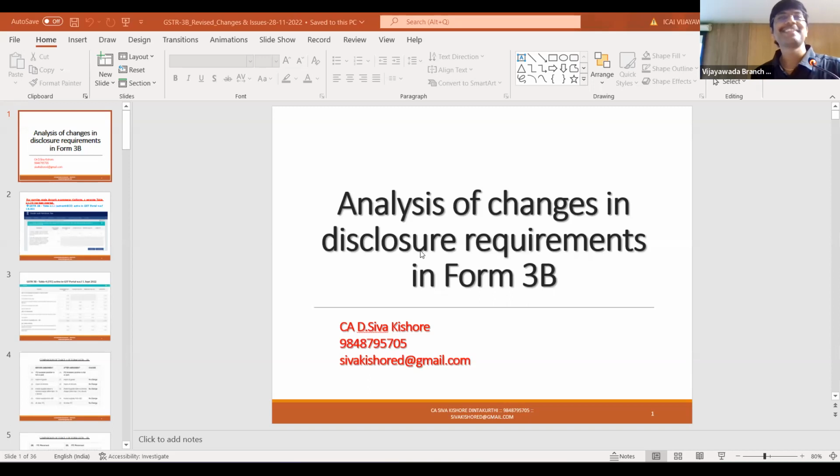GSTR 3B, table 4, ITC, with effect from 1st September 2022. What is the effective date of this change? 1st September. Actually, the portal was changed with effect from 1st September. The notification came long back in the month of July, and the changes were to be made from August onwards, but the portal was not changed.